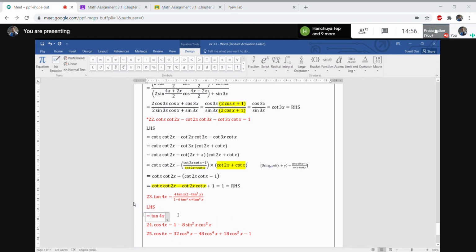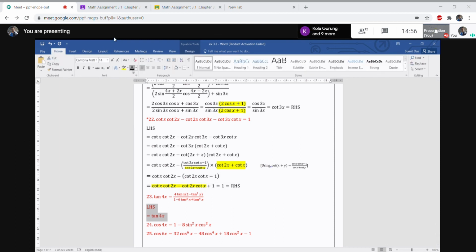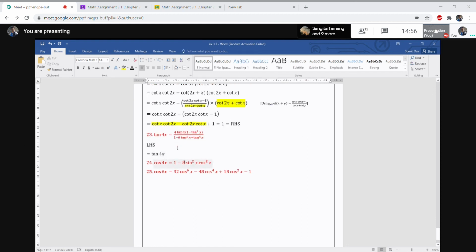Can anyone tell me what is the tan 2x formula? Tan 2x formula is 2 tan x divided by 1 minus tan square x, right? That's the formula. We will use this formula here. Okay, how? Like this.